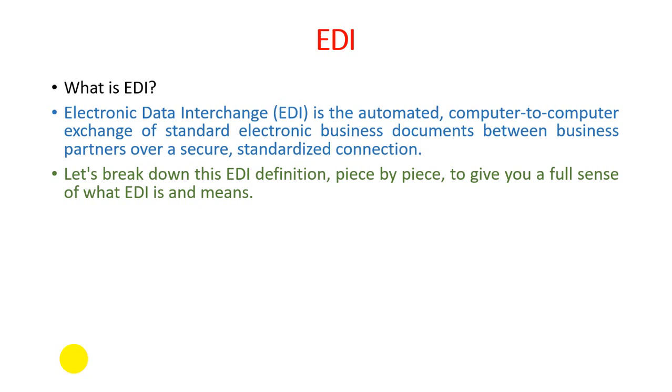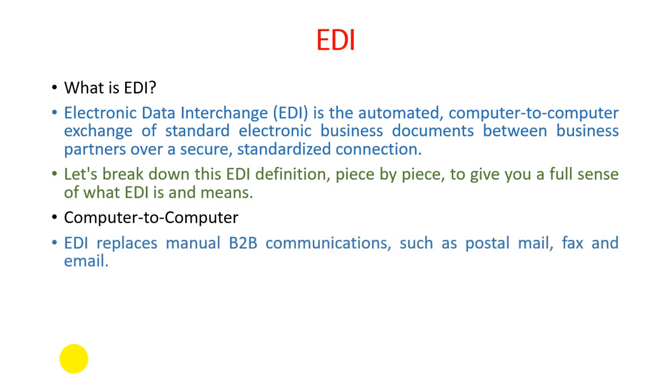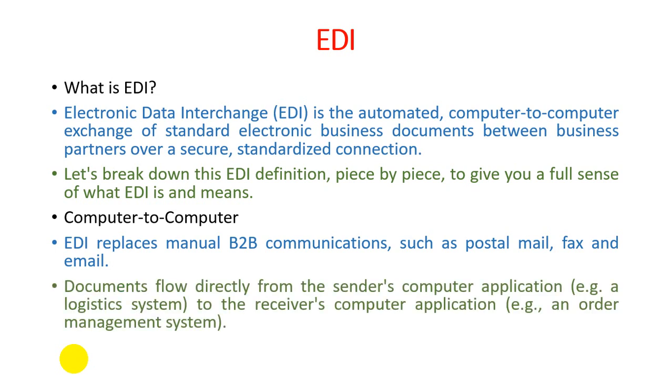Let's break down the EDI definition piece by piece to give you a full sense of what EDI means. Computer-to-computer means EDI replaces manual business-to-business communications such as postal mail, fax and email. It is a conversion of the manual process to a computer-to-computer process. Documents flow directly from the sender's computer application, like a logistics system, to the receiver's computer application, like an order management system. Means two computer systems communicate without a human being in the middle.